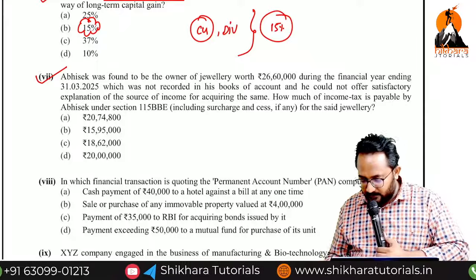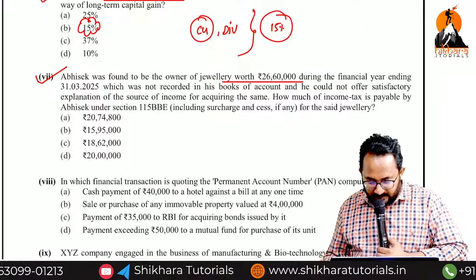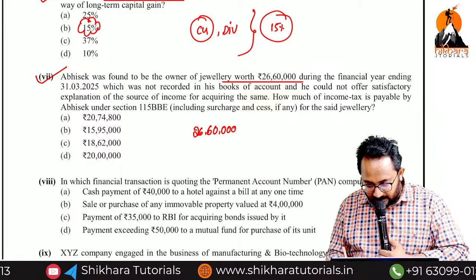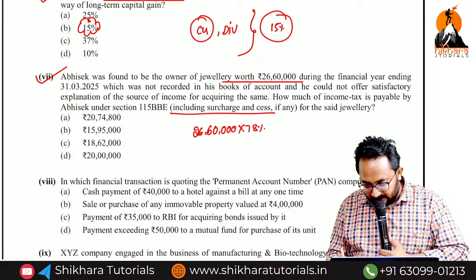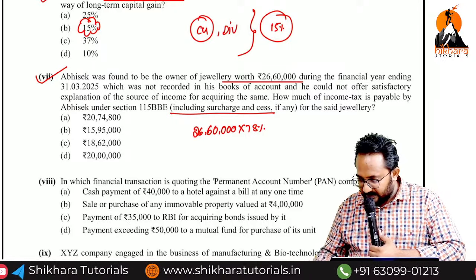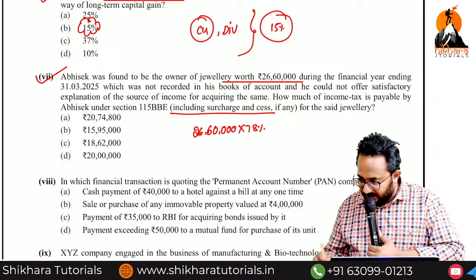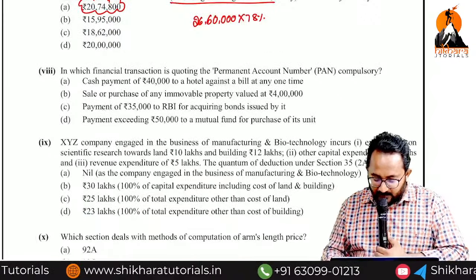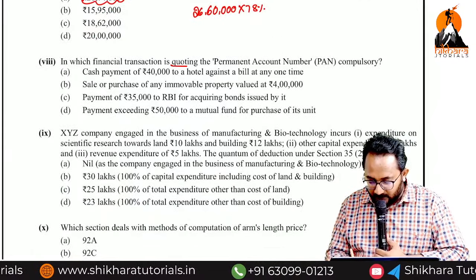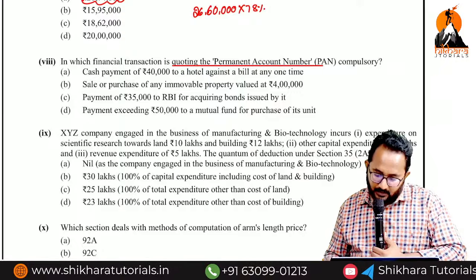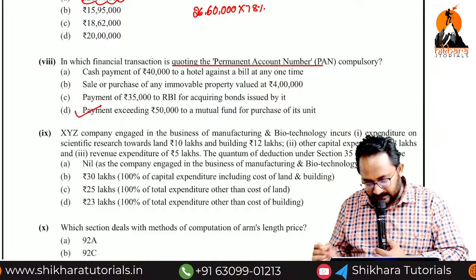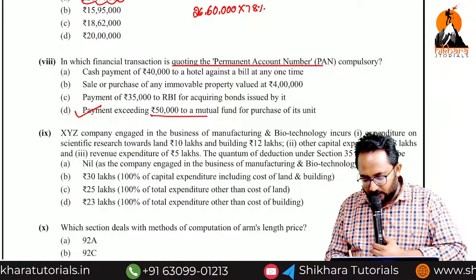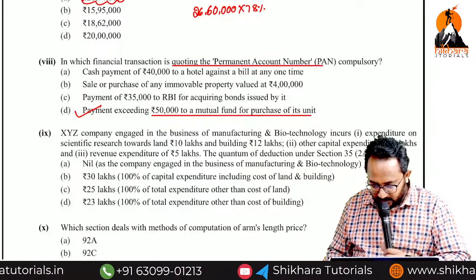Next, they have given the jewelry worth 26,60,000, that is also an undisclosed amount, and including surcharge and all the things, what is the tax liability? 26,60,000 into 78% is nothing but 20,74,800. In which case we have to quote our PAN number? In return of income we discussed, in this case I think this is the correct answer: for payment exceeding 50,000 for purchasing mutual fund units, that is the correct one.